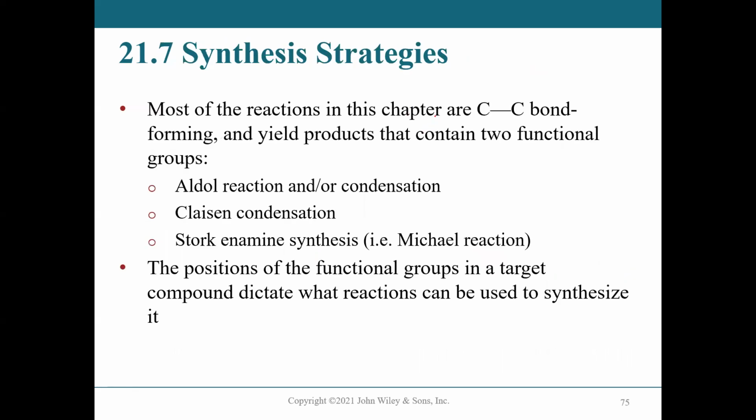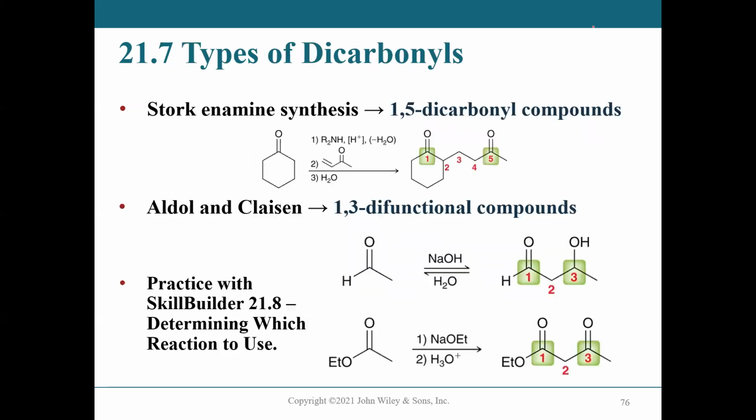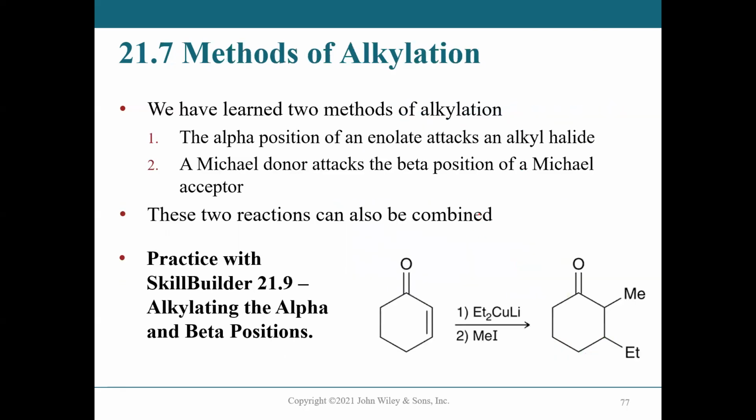Then they go over some synthesis strategies. We'll see this in our homework today. So Stork enamine synthesis are for 1,5 dicarbonyl compounds. Aldol and Claisen are for 1,3 difunctional compounds, and they give some examples. So we've learned 2 methods of alkylation. The alpha position of enolate attacks an alkyl halide. A Michael donor attacks the beta position of a Michael acceptor.